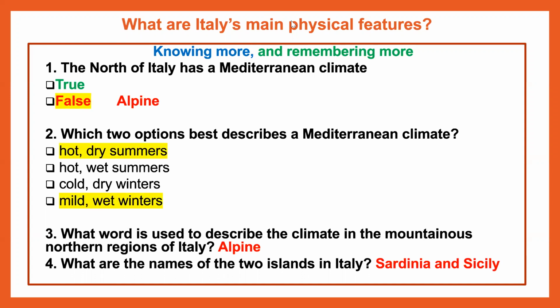The answers. The north of Italy has a Mediterranean climate. That is false. The north of Italy, if you remember, has an alpine climate.